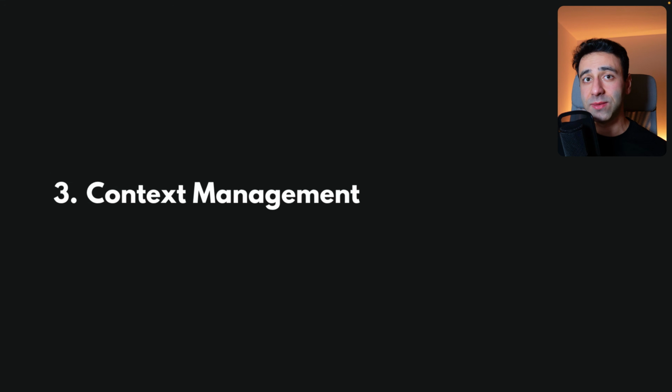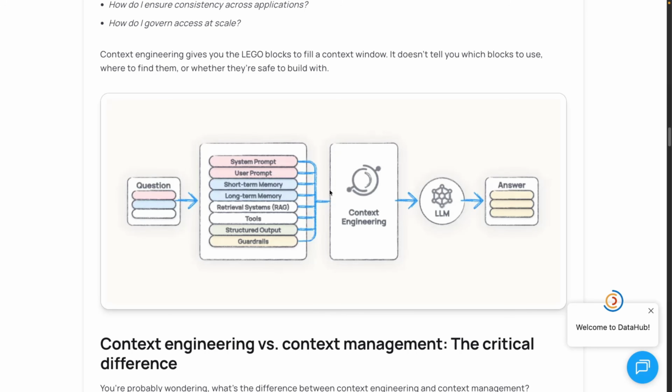And last but very important one is context management. Context management or context engineering means we don't only care about the system prompt or the user prompt, but we care about the whole stack of the things that can go into the context window, meaning the system prompt, user prompt, short-term and long-term memory, the RAG, tools, structured output, and all the guardrails. So all of these things have to be managed before the prompt is gone to an LLM.